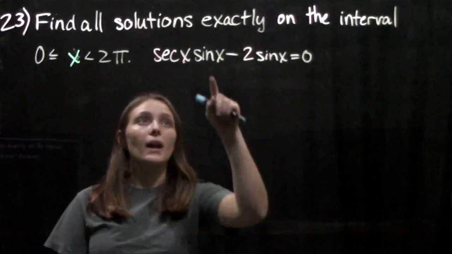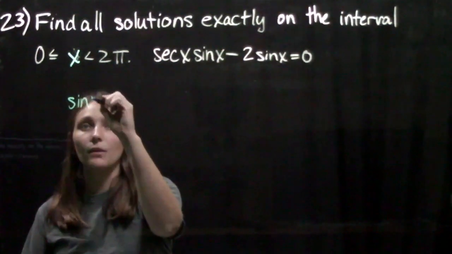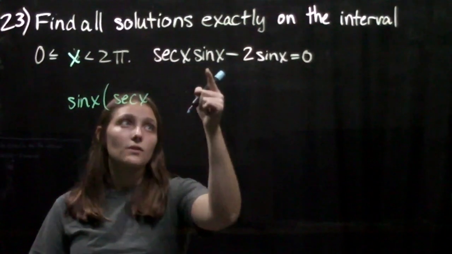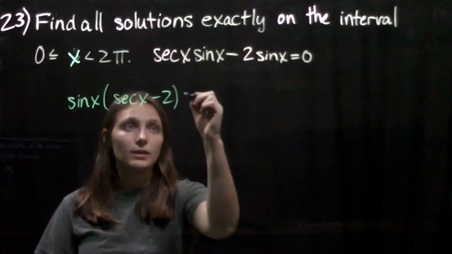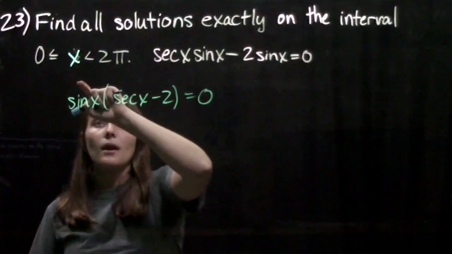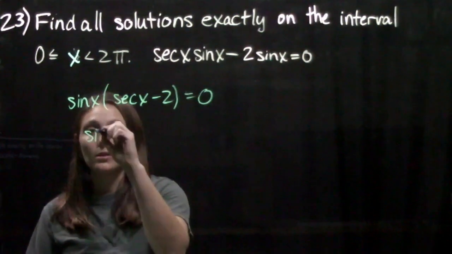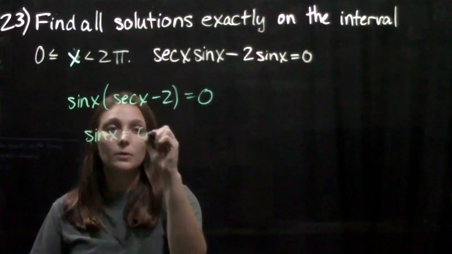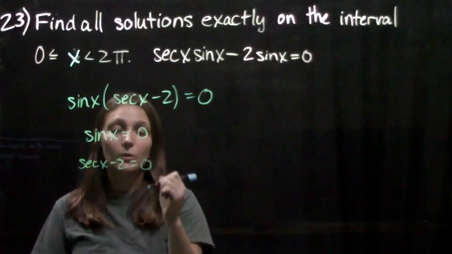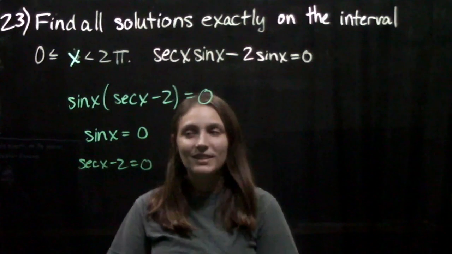So what we want to do is factor out. We notice that we have a sine factor in both of these, so I'm going to factor out a sine of x, and we'll be left with secant of x for the first factor and a minus 2 for the second factor equals 0. And now since it's going to be equal to 0, one of these factors is going to be equal to 0 in order to satisfy the equation. So we'll set sine of x equal to 0 and secant of x minus 2 equal to 0. And we can solve both of these equations, and whatever we get for x will be our solutions.